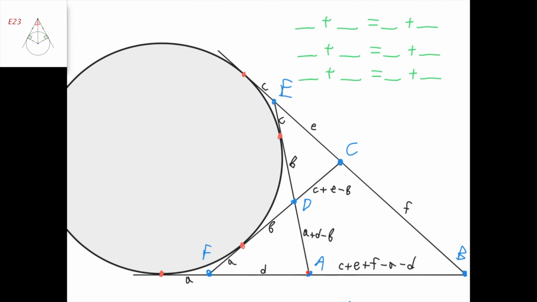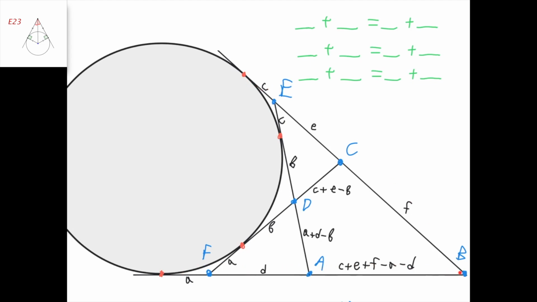Analogously, from point A, we have D plus A here, and so here this is D plus A. We subtract B, and we get D plus A minus B. And if this here is F, then we know that the lengths of the tangent segments from B to here and to here are equal. And this here is C plus E plus F, and this is A and this is D.